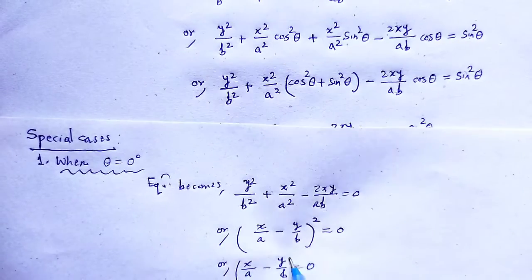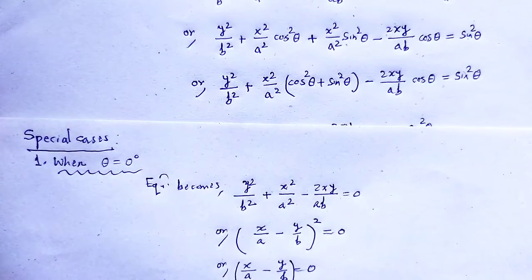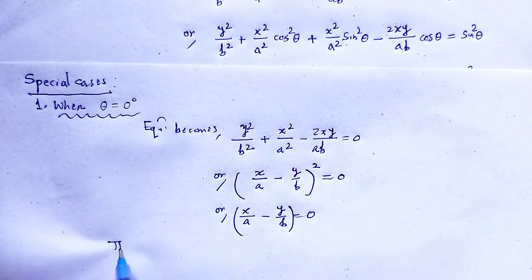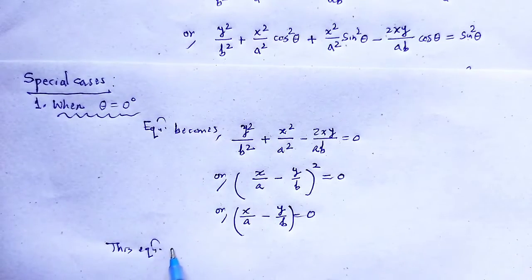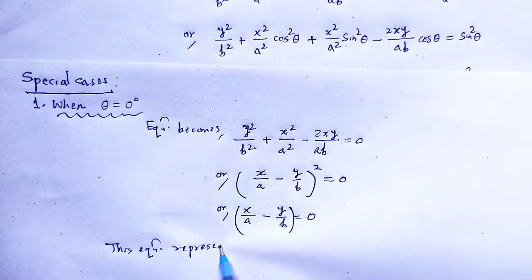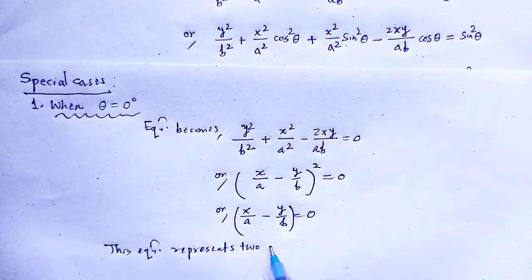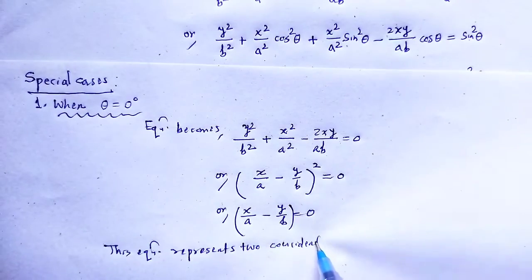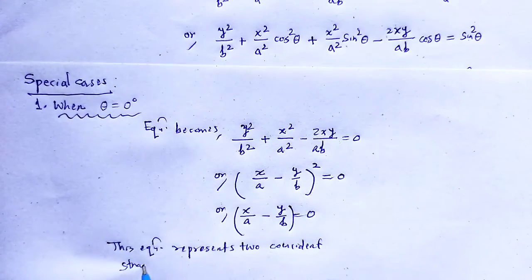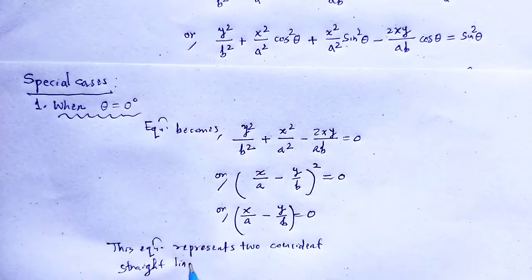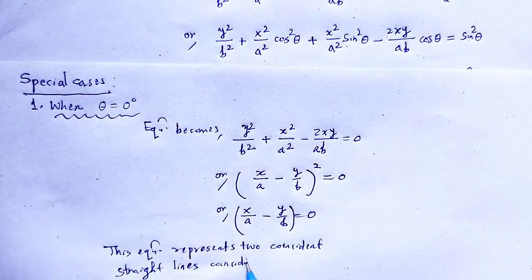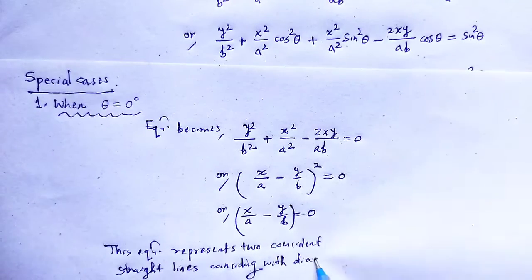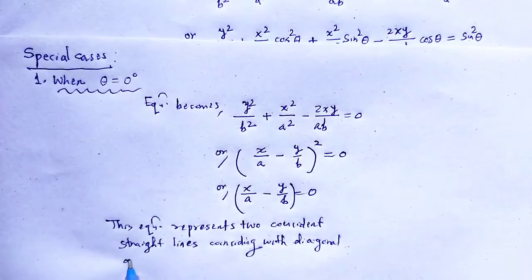This equation represents two coincident straight lines coinciding with the diagonal of the rectangle.